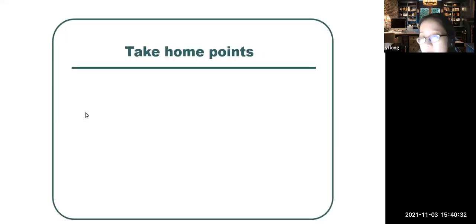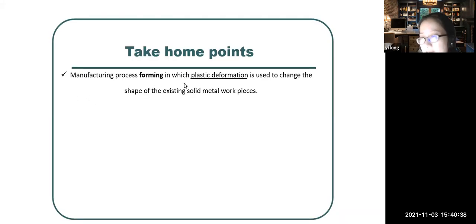Okay, so let's quickly review what we have learned. Forming is all about plastic deformation. So that's why we spend so much time explaining all these equations. And this plastic deformation should change the shape of the existing solid metal workpiece. So it's all about metal to metal, because last time one student asked about precision forging. Is it very similar to casting? No, casting is from liquid to solid. Don't confuse them. Casting is from liquid to solid, but forming is from solid to solid. So this is the fundamental difference.